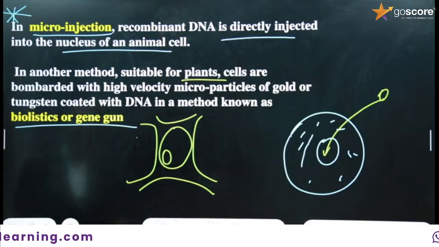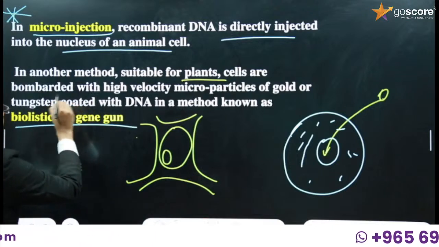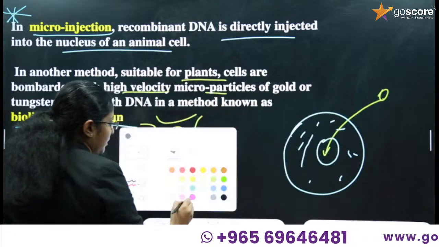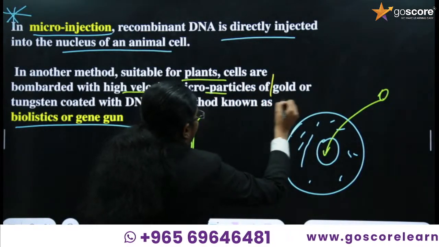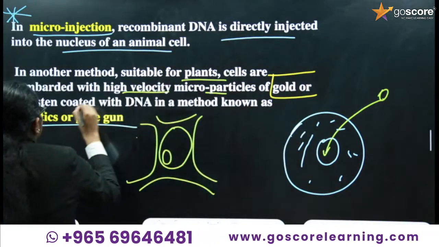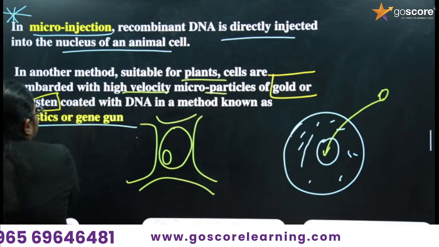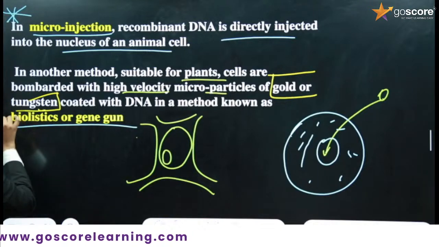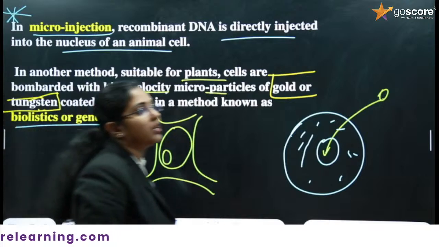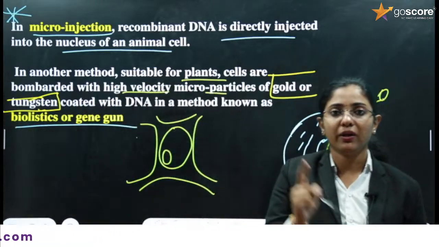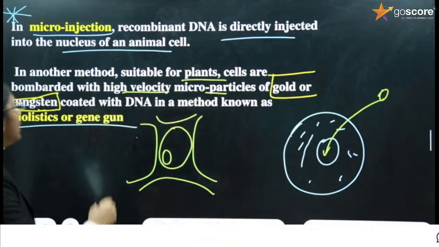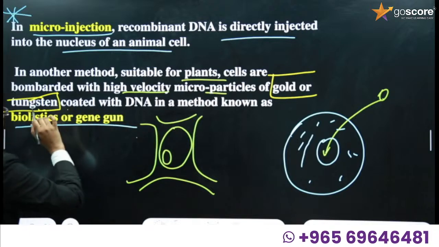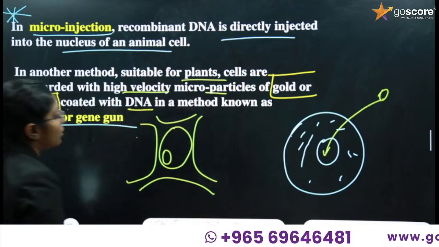So what is the case of gene gun? The cell is bombarded with high velocity microparticles of gold or tungsten. Dear students, this is asked in many questions. The microparticles of gold or tungsten are coated with DNA.